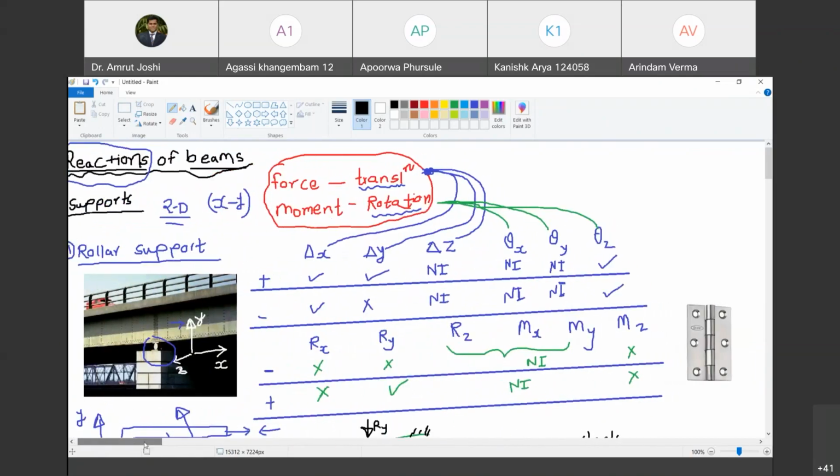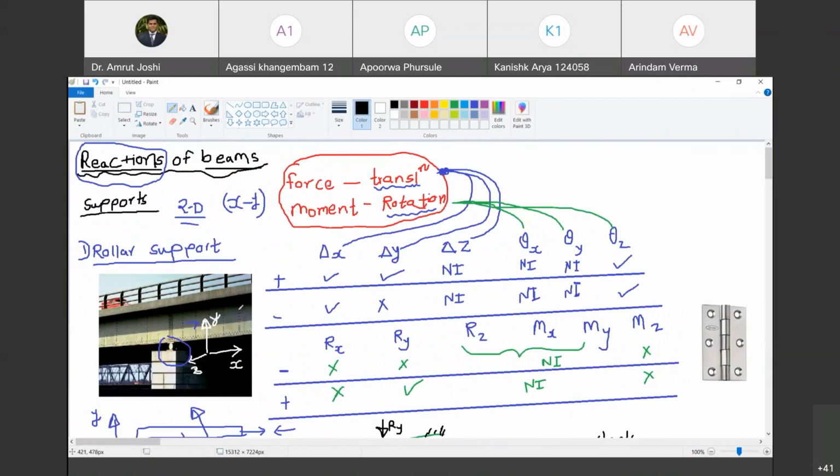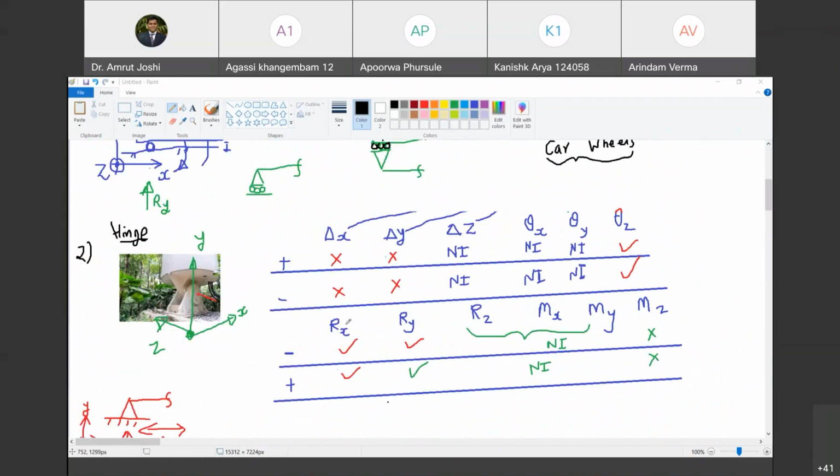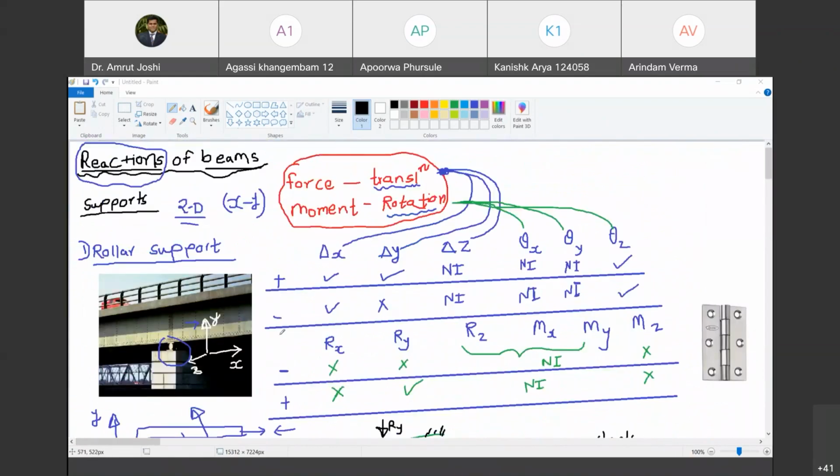Sir, I had a question. Yes. Sir, for bridges we use roller support, but since roller supports give reaction only in Ry, why don't we use fixed support?